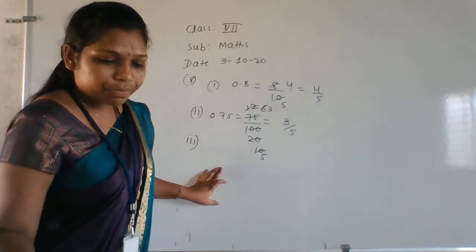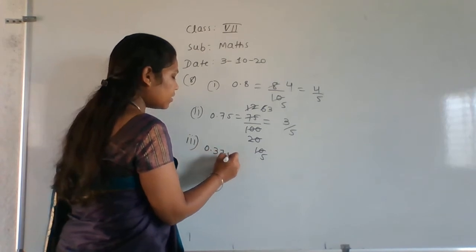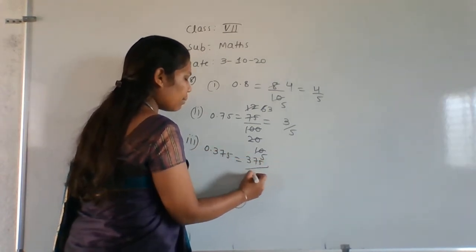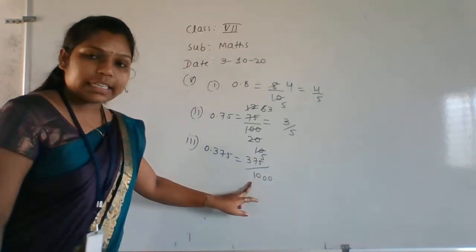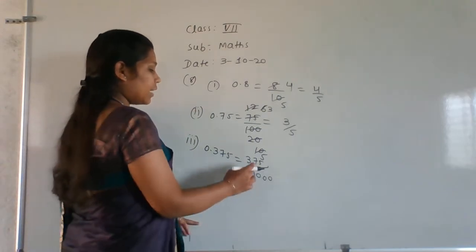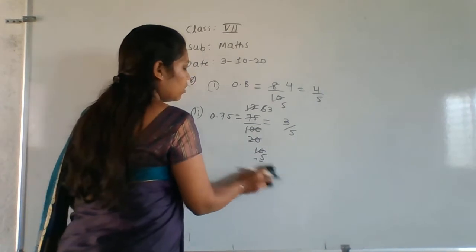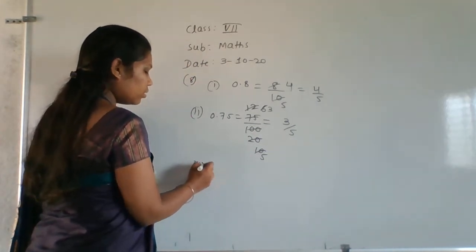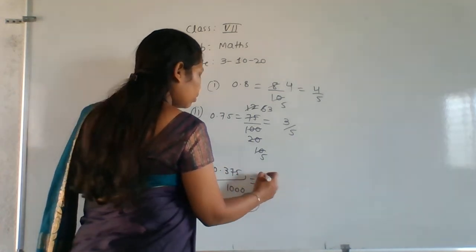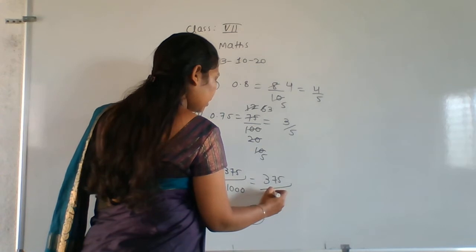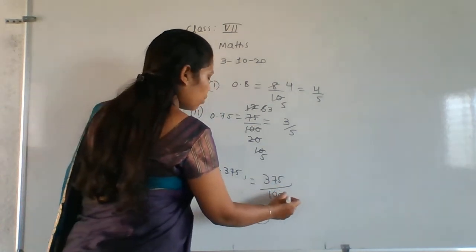What is the third problem? That is 0.375. You already did it in the 6th standard only. These problems came in the 6th standard. Again they are given here. Okay, nothing to worry. 375 divided by 1000 is there. Again cancel the values. Okay, third one. 0.375 means here 1000.